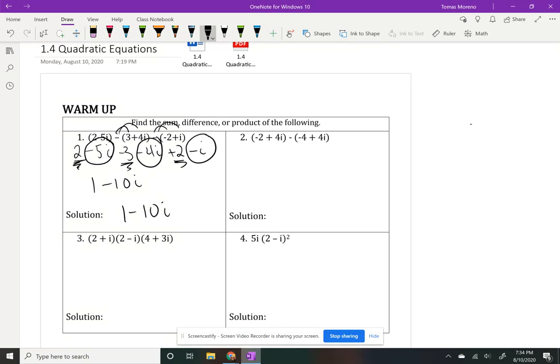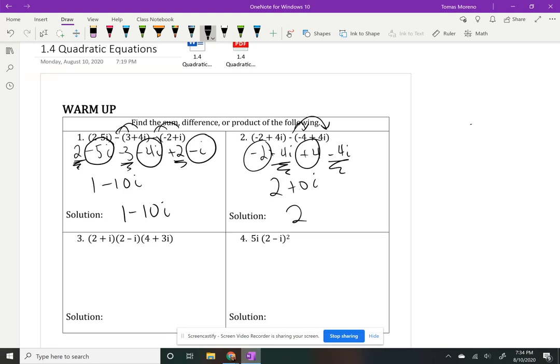Over here, number 2, I want you to pause the video, try it for yourself, and then press play, and let's see if your answer matches up with mine. Ready, set, go. Okay, we're back. So we distribute the negative, and we get this. Again, I get all my numbers. So negative 2 plus 4 gives us a positive 2. Negative 4i plus 4i, that's just 0i. So if it's 0i, we just put the 2.